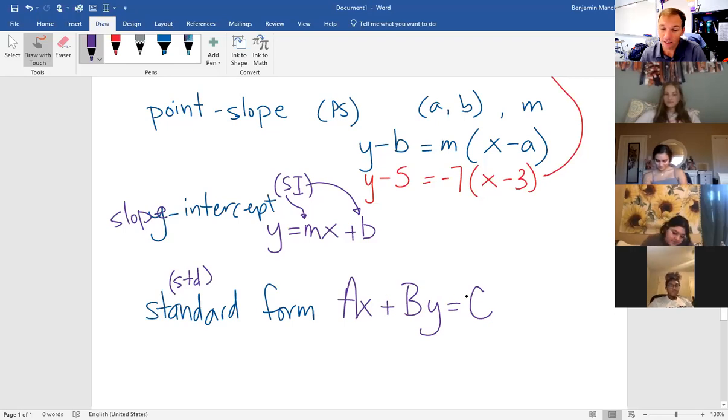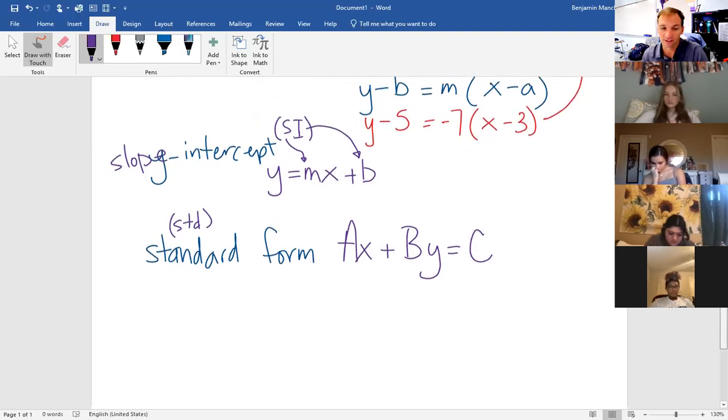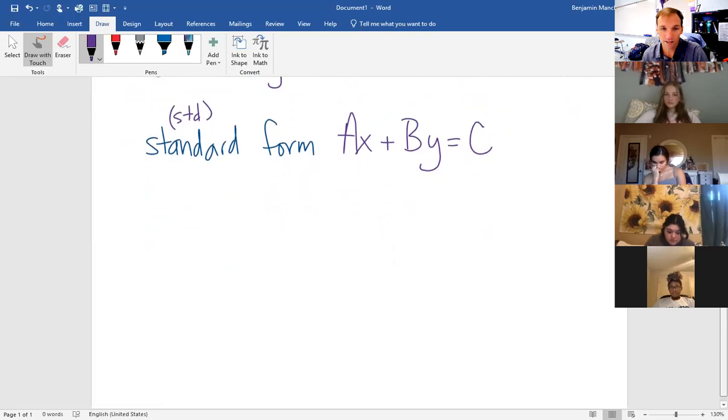You get no information from this. It's not helpful at all. At least in slope intercept, you know the slope and the intercept. In point slope, you know a point that it goes through and the slope. So they're much more user-friendly and much more informative than the standard form, which is not informative at all.